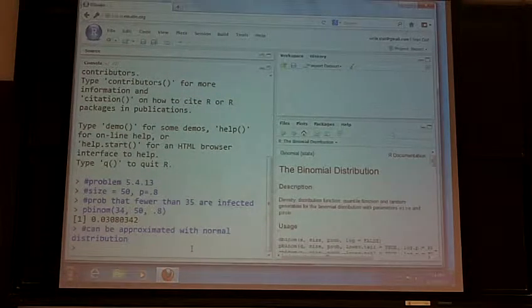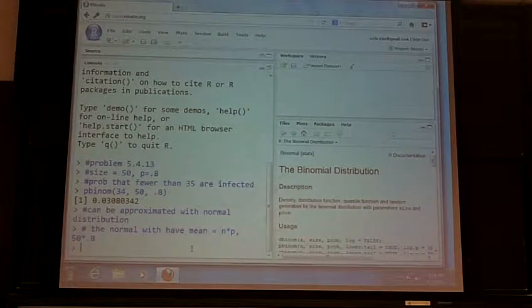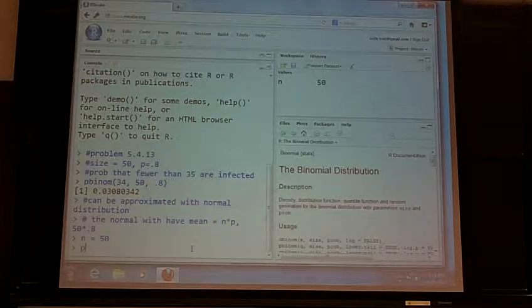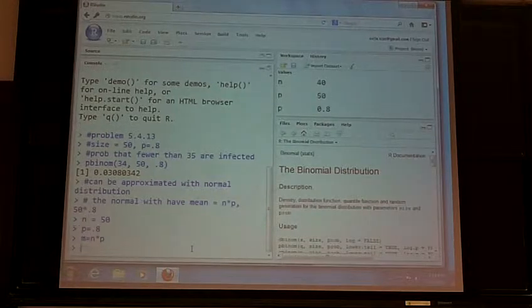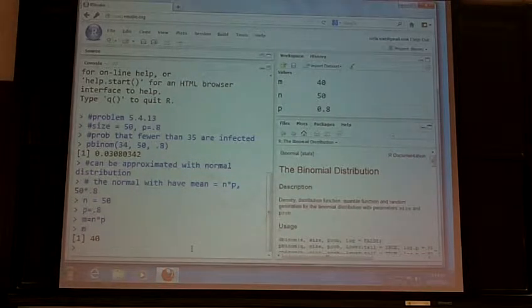Okay. And so our normal distribution will have mean equal to n times p, which is 50 times 0.8. Here, I'm just going to say n is equal to 50, p is equal to 0.8. The mean is going to equal n times p. And so that tells me my mean is 40.